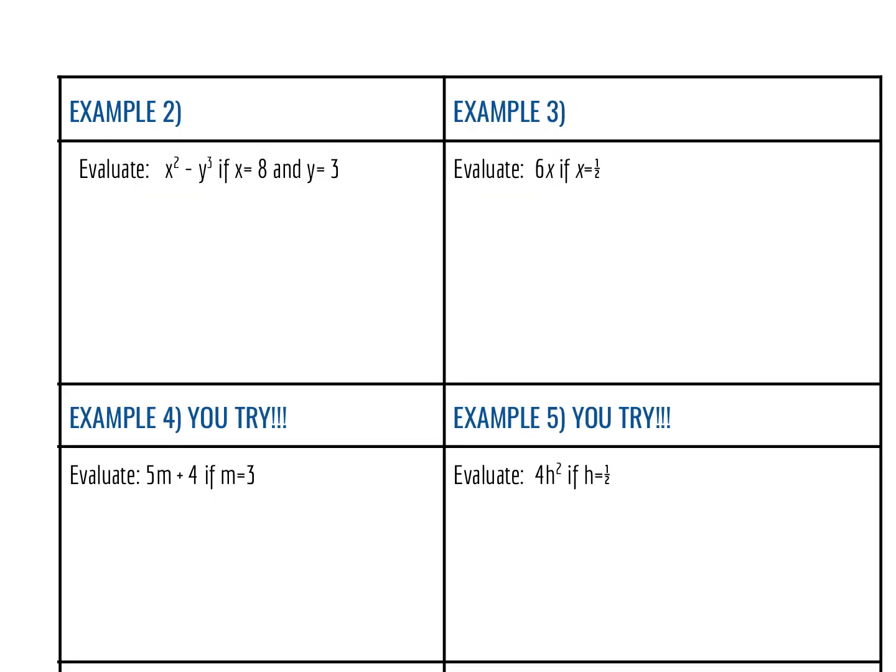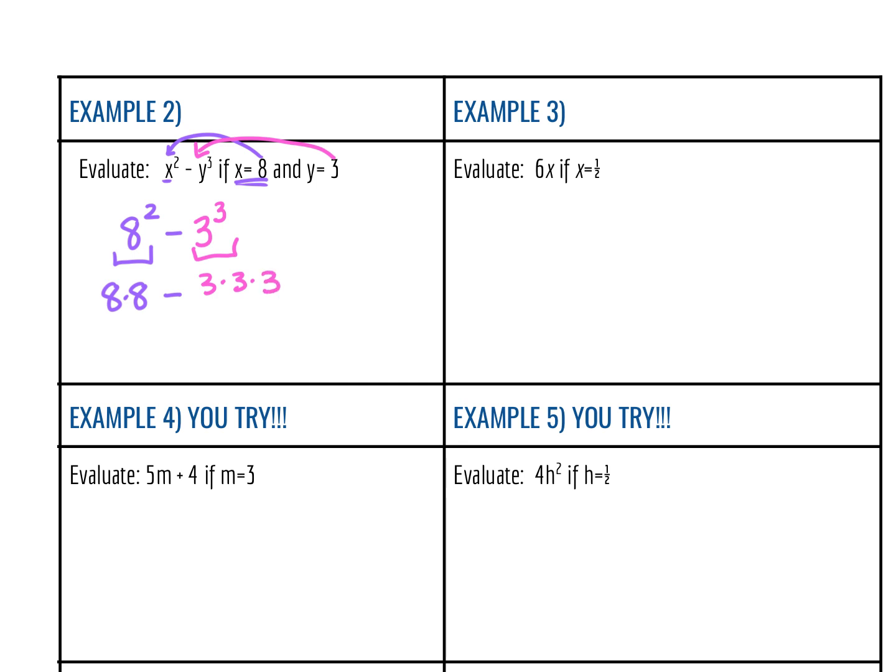All right, example number 2. We're going to substitute x equals 8 and for x, so I'm going to, instead of writing x, I'm going to put 8, so 8 squared minus, and then I'm going to, instead of writing that y, I'm going to write the 3, so it would be 3 cubed. So let's go ahead and do 8 squared. That means 8 times 8 minus, and then what is 3 cubed? That means 3 times 3 times 3.